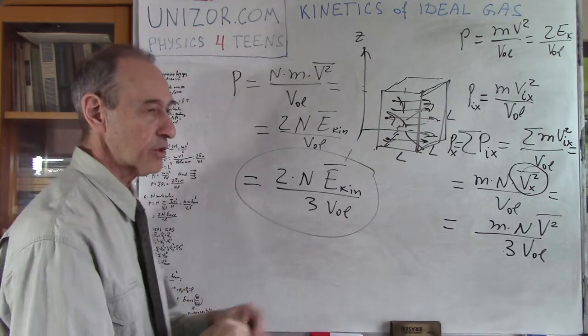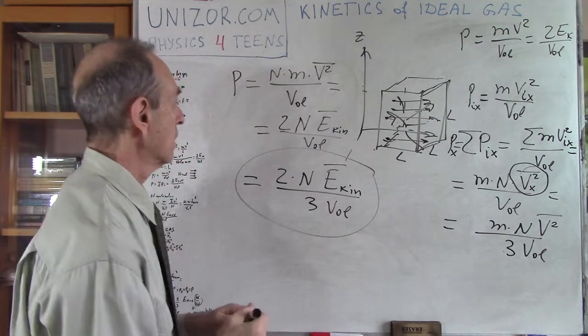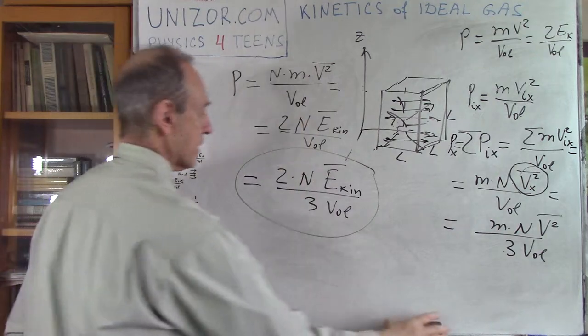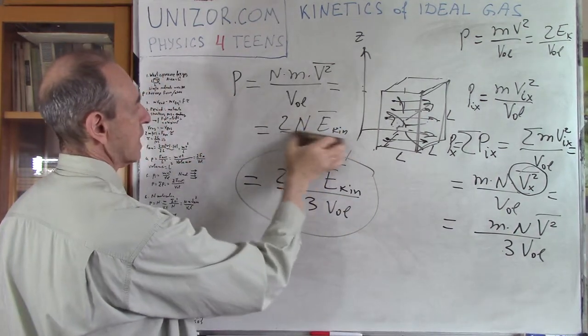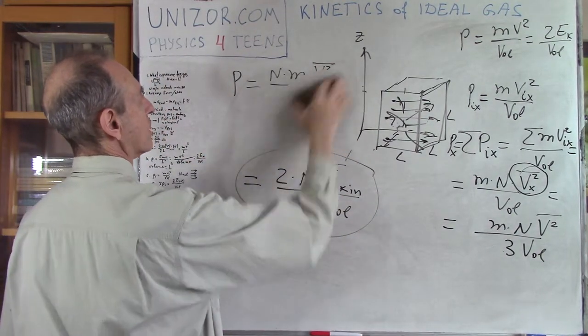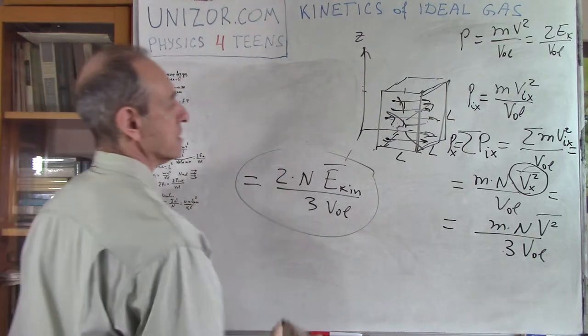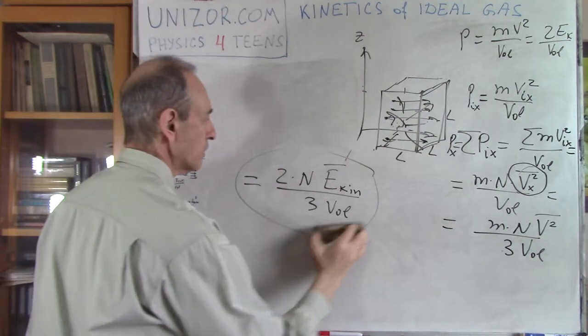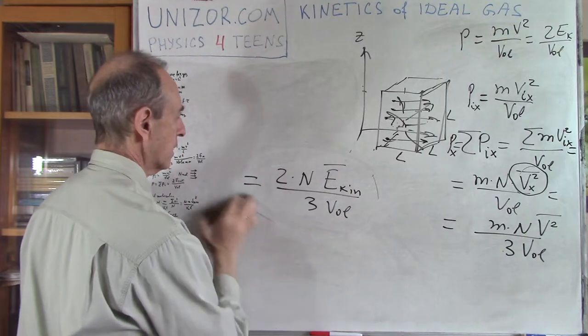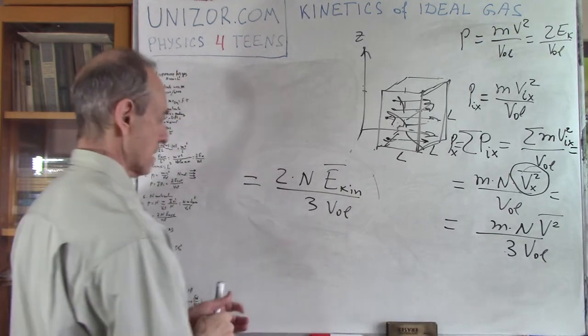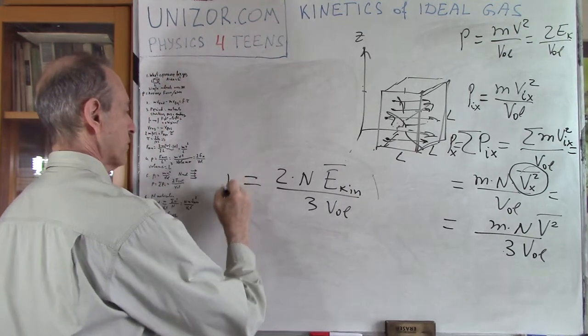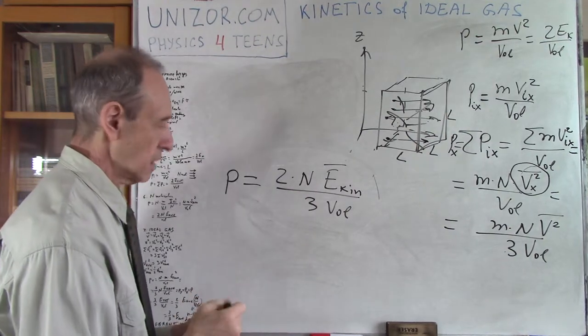So this is the real formula. When all the molecules are moving chaotically, now this, forget about this, this was only an artificial case when all the molecules are moving in the same direction. And this is not the case, obviously. So this is the real formula, which basically tells what is the pressure of the ideal gas on its wall.